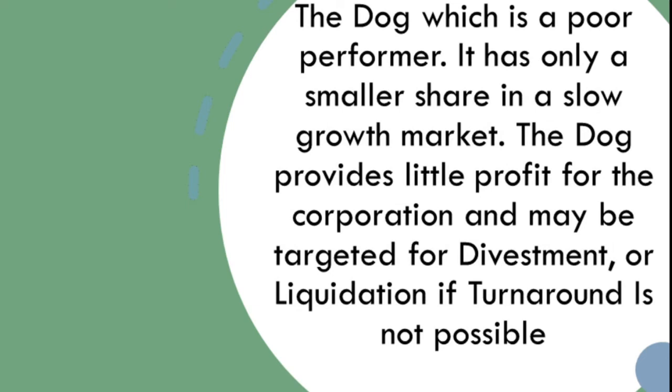Finally, the dog, which is a poor performer. It has only a smaller share in a slow growth market and it provides little profit for the corporation and may be targeted for divestment or liquidation if turnaround is not possible. Apple's iPod is an example of such products.